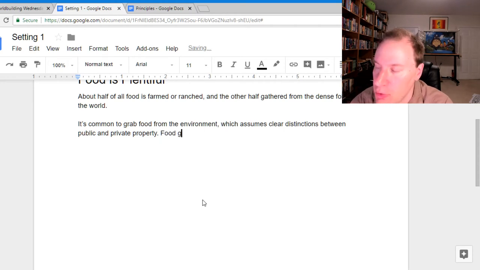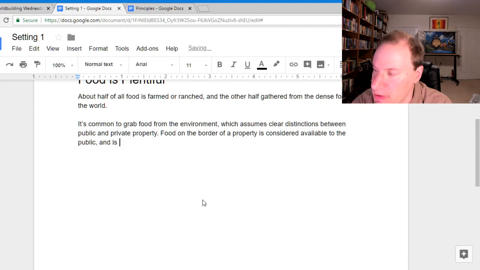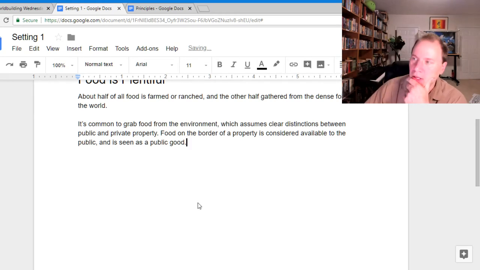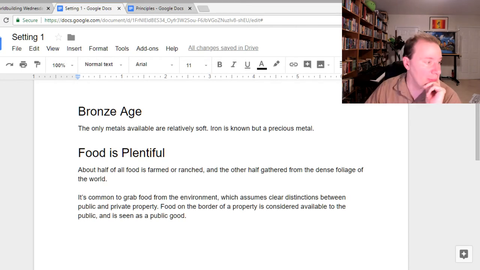Food on the border of a property is considered available to the public and is seen as a public good. Yeah, we'll just put it that way. All of this would be rewritten to be nicer and more clear. But that's kind of a neat idea. I like that setting concept.